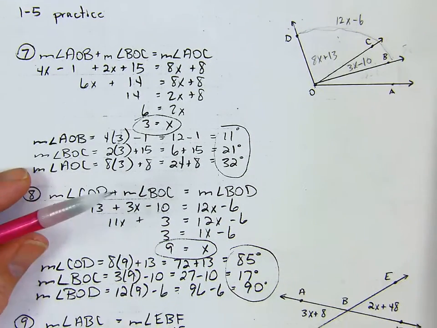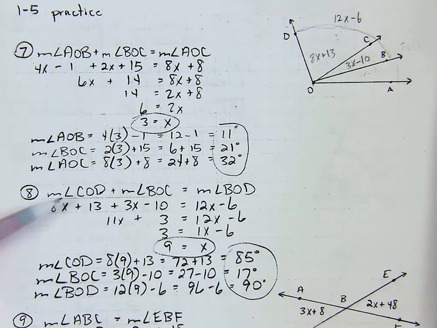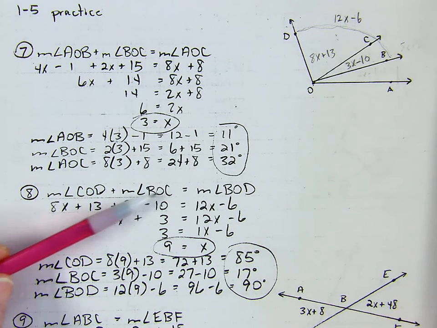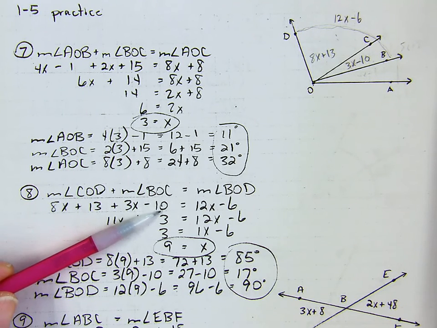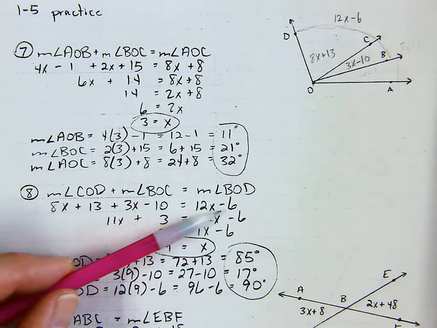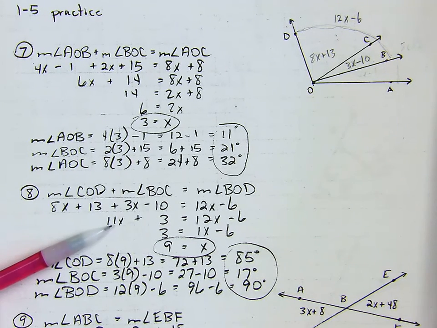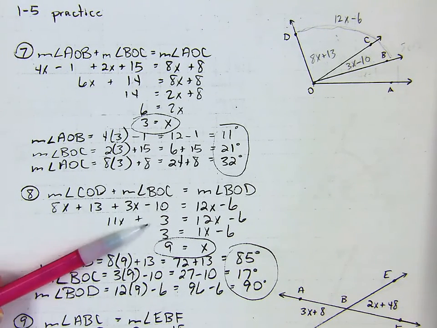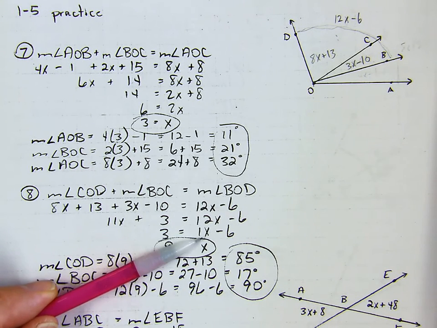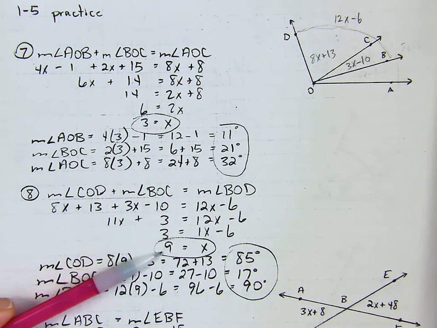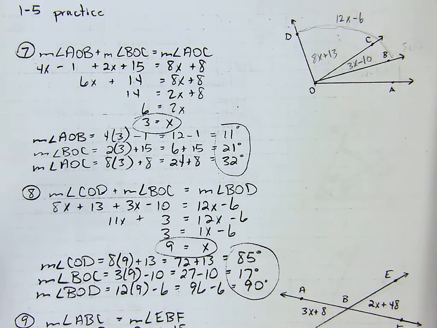Okay, so the way I did it, angle addition, the measure of COD, 8x plus 13, plus the measure of BOC, 3x minus 10, was equal to the measure of BOD, 12x minus 6. Combining like terms, 8x and 3x is 11x. 13 minus 10 is 3. Again, equal to 12x minus 6. I subtracted 11x from 12x and got 1x. Add 6 to 3 and get 9. So x is 9.